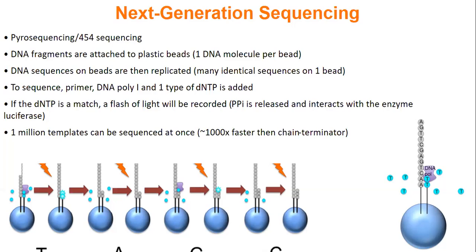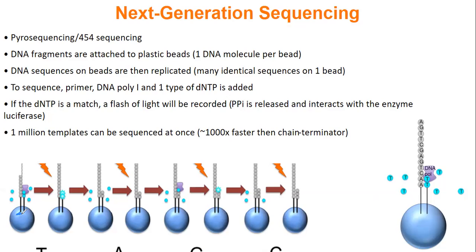So let's take a look at the different types of sequencing out there. The first is called pyro sequencing or 454 sequencing. And so what you do is if you have DNA that you want to sequence, you will attach these DNA fragments to plastic beads. So you take your DNA, you can chop it up a little bit, connect it to these beads right here.